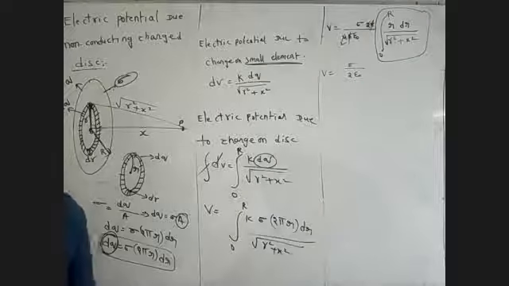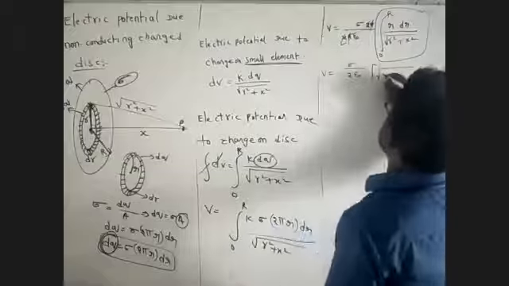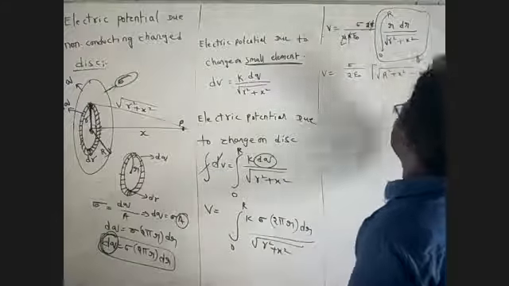So the integration we get is the root of capital R square plus x square, minus x. So this is the integration result.